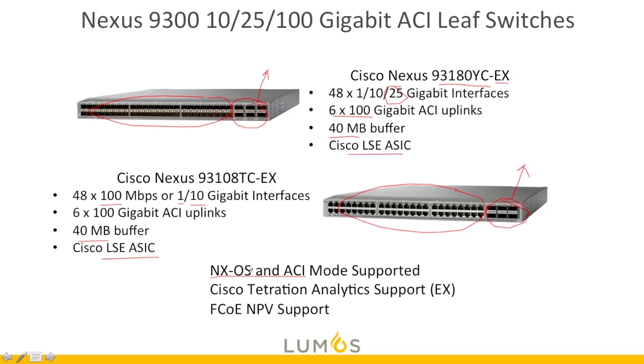NX-OS and ACI mode are supported on these, of course. Also, the EX designates that it supports something called Cisco Tetration Analytics. So this is really high-end telemetry. So if you want to check that out, then just go to cisco.com and look up the new Tetration product. They also support FCoE, so this is new to ACI. The ports that you plug in can be FCoE NPV ports. So it's not a Fibre Channel Forwarder, but we can do NPV.